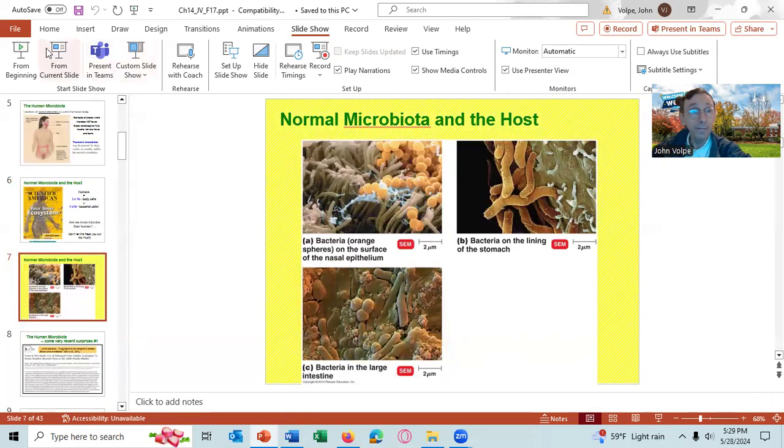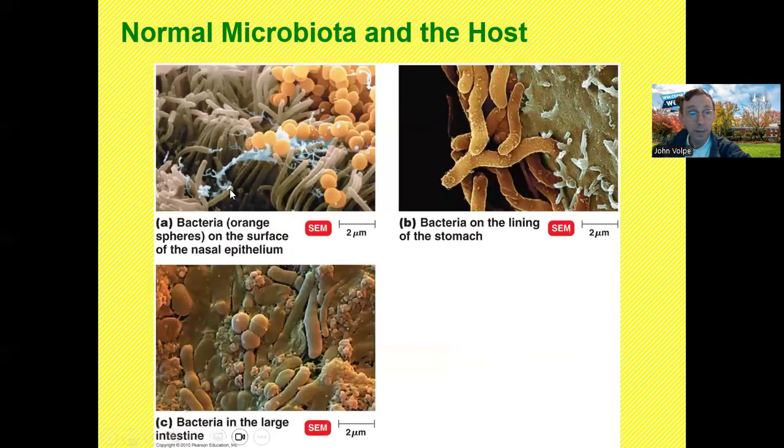Here are some pictures of the normal microbiota. The orange cocci are cells of the nasal epithelium. These are not rods. Those are actually, what do you call that? Villi, is that what they're called? That's part of the nasal epithelium. That's part of our normal cells, and they move the mucus of the nasal epithelium. Here is some bacteria on the stomach.